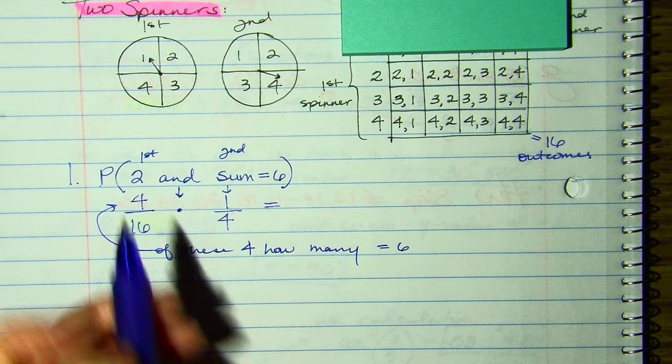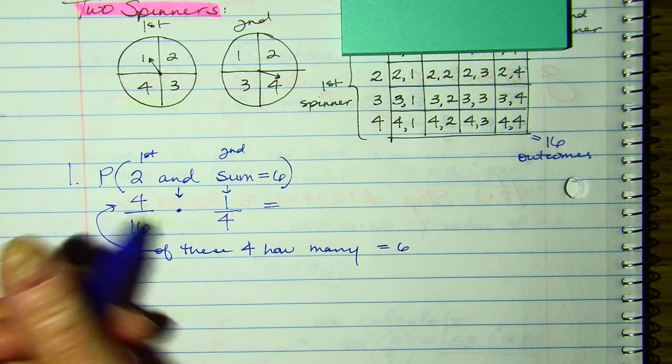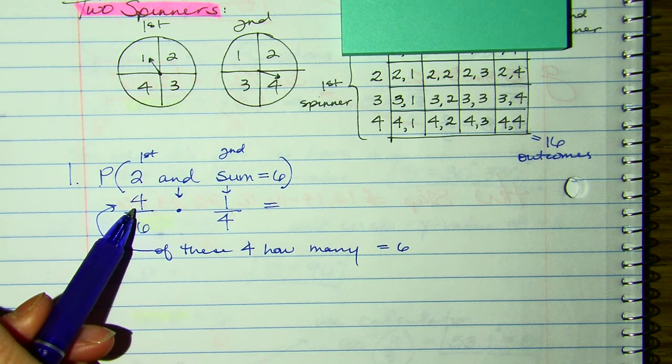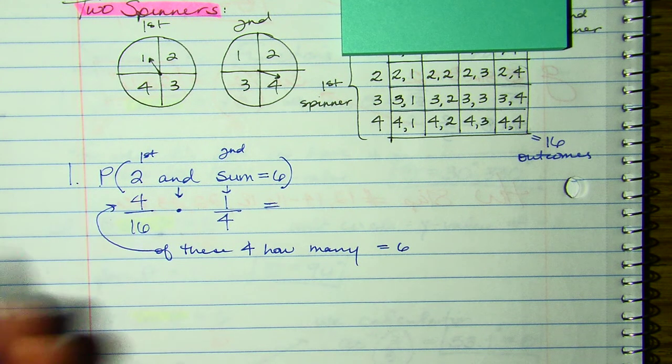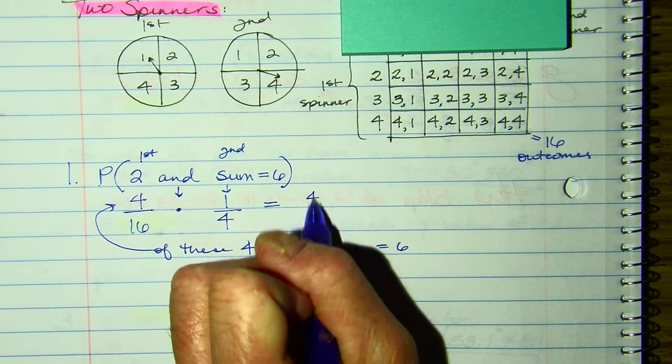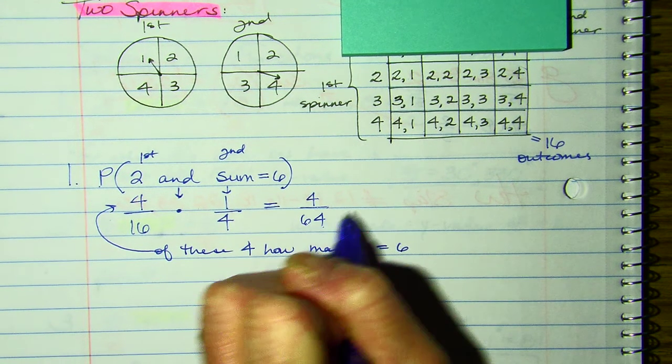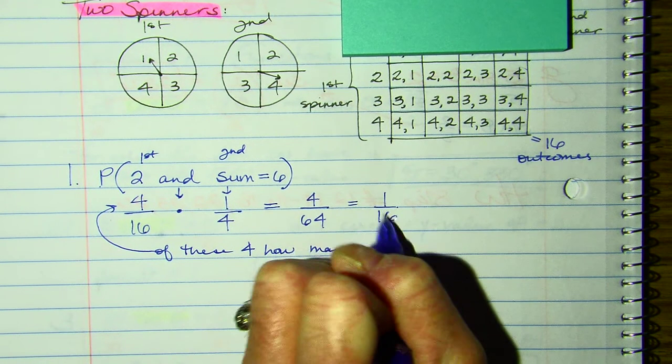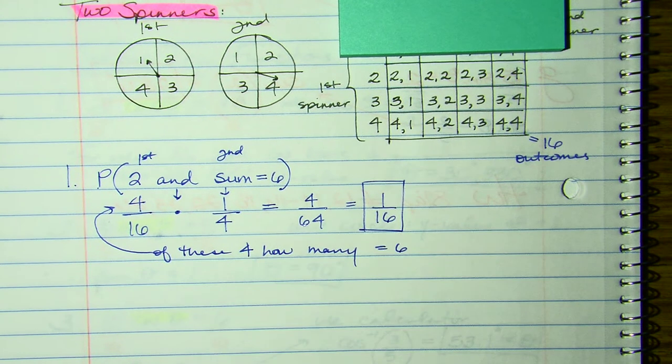That is why this is out of 4, because it's of the 4 that fit the first qualification. Now you can multiply straight across, and you can reduce. I get 4 out of 64, or a probability of 1 out of 16. So that's one way to do it.